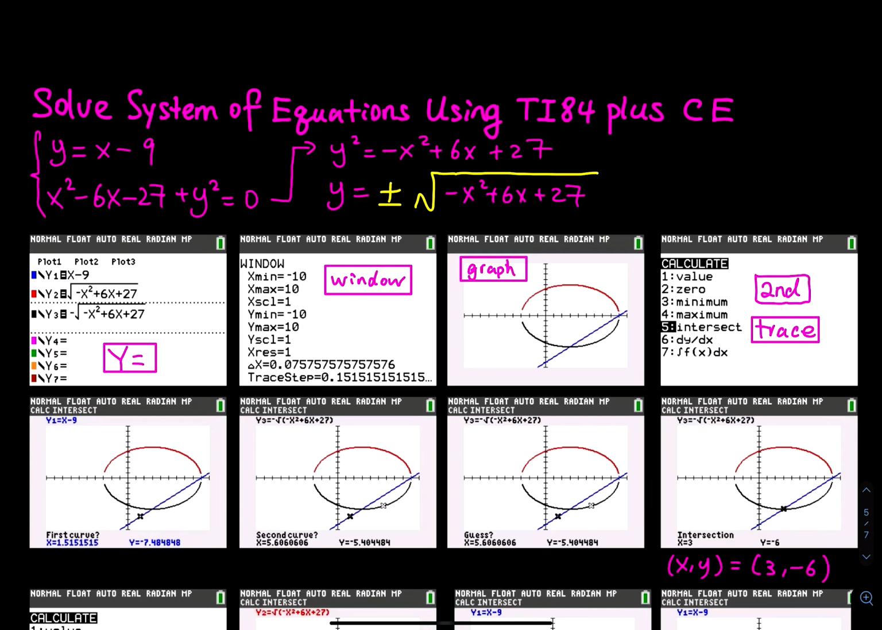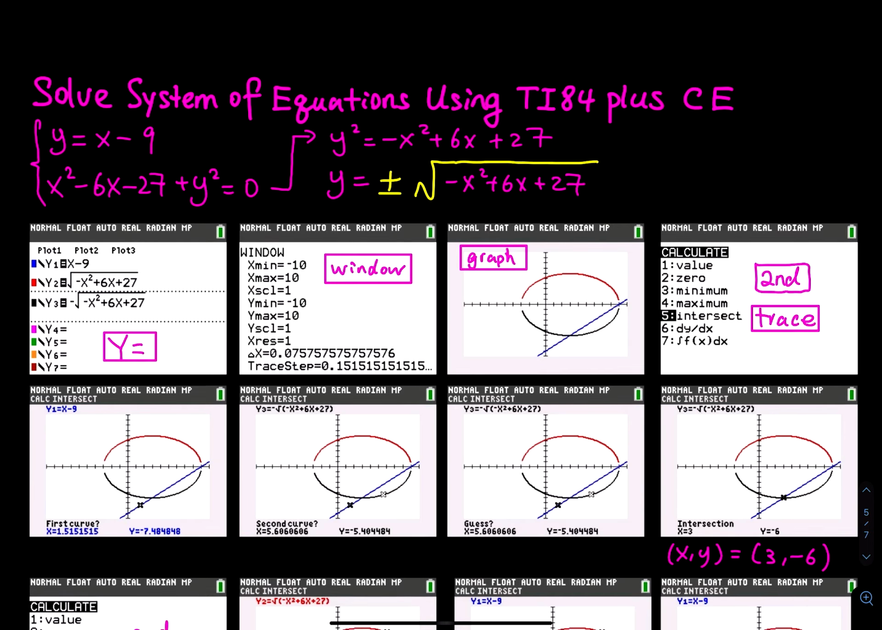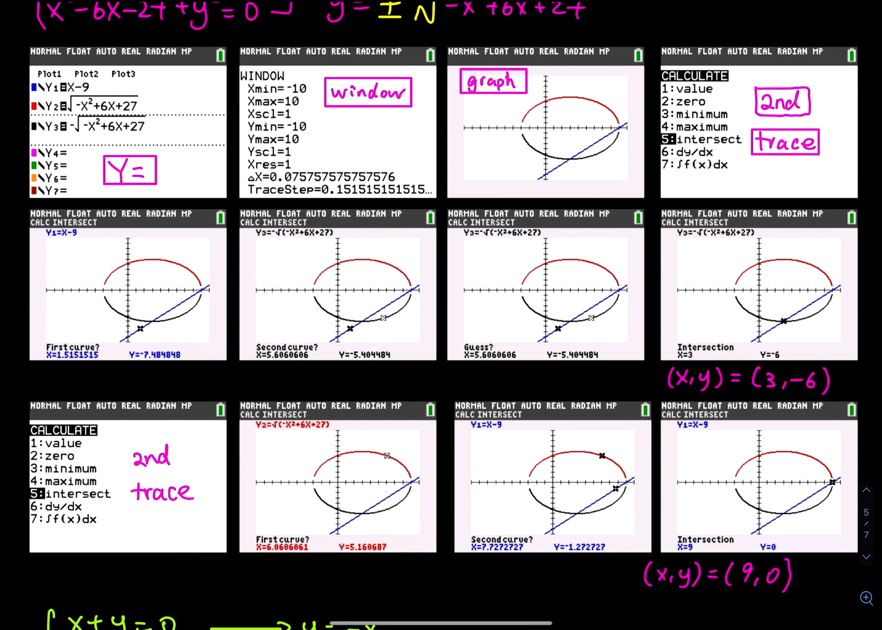And then to find the next intersection, you go to second trace again, and this time you also select number 5, intersect. For the first curve, I will place the cursor on the left hand side, so here is the intersection. I will place one cursor over there, and then for the second curve, I will place the cursor over here. And then you ask the calculator to guess. I didn't show you the guess menu.